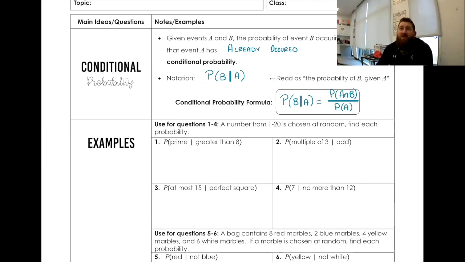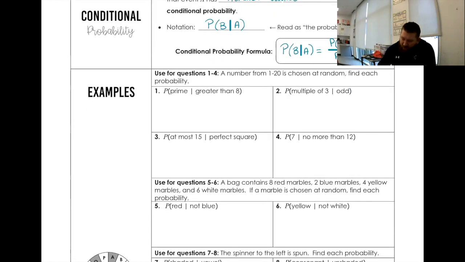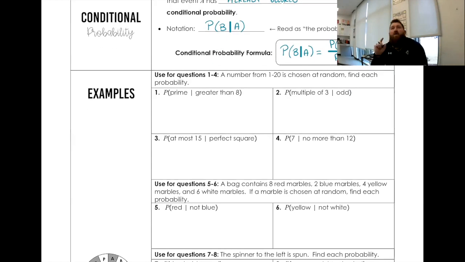Okay, so questions 1 through 4. Number 1: a number from 1 through 20 is chosen at random. Find the probability. So you've got 1 through 20, and you want to know the probability of a number that is prime given it is greater than 8.